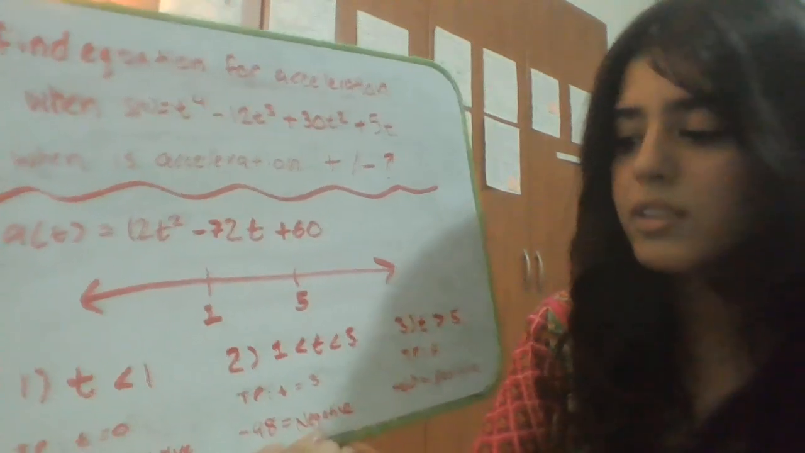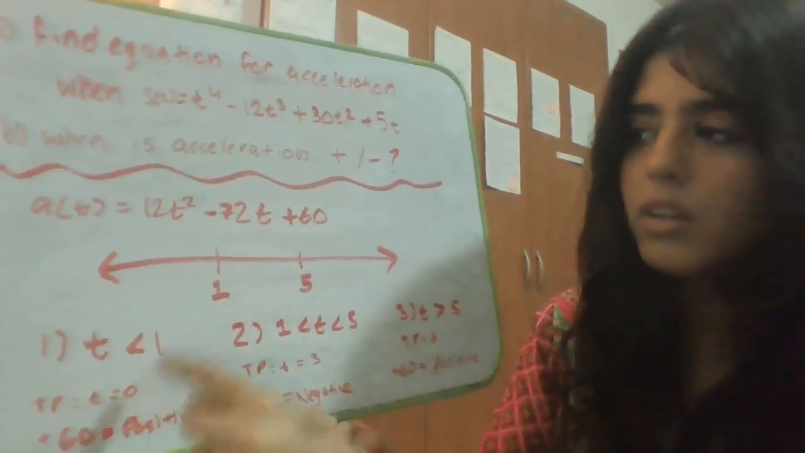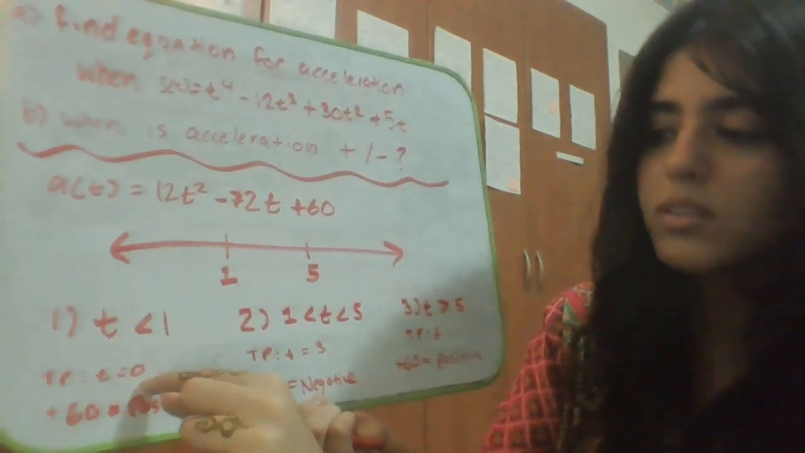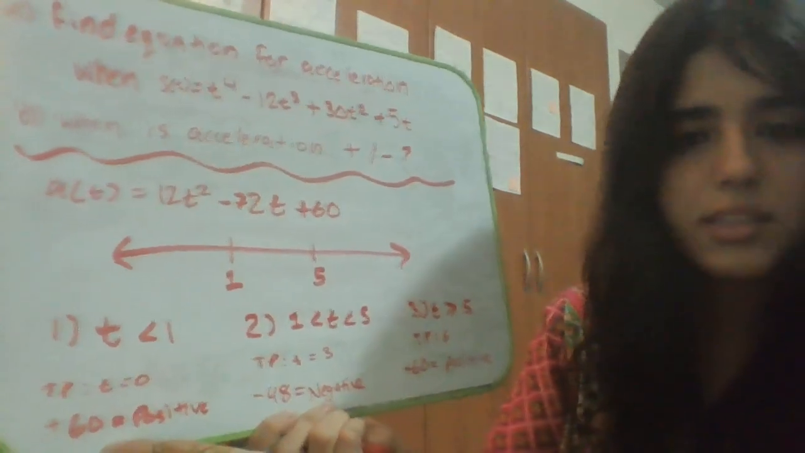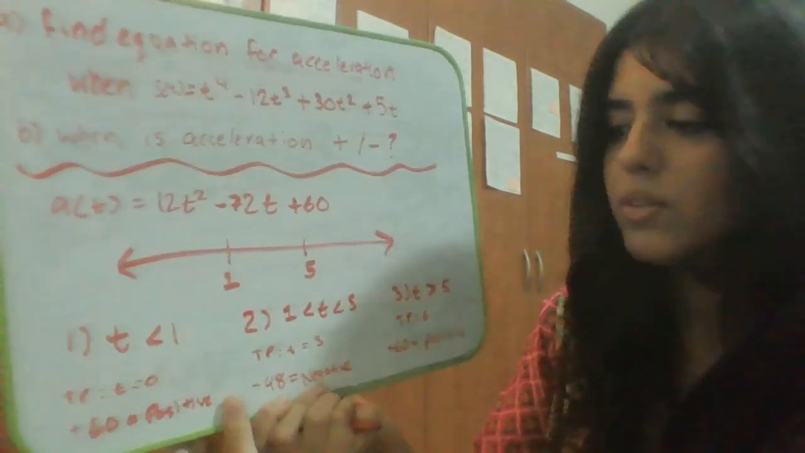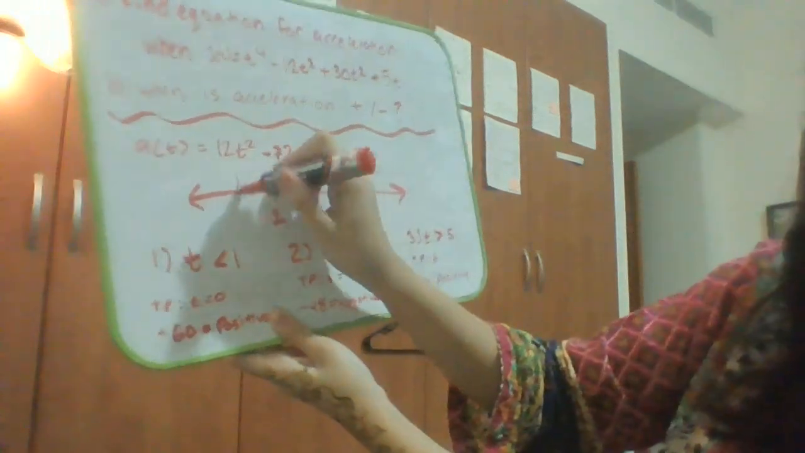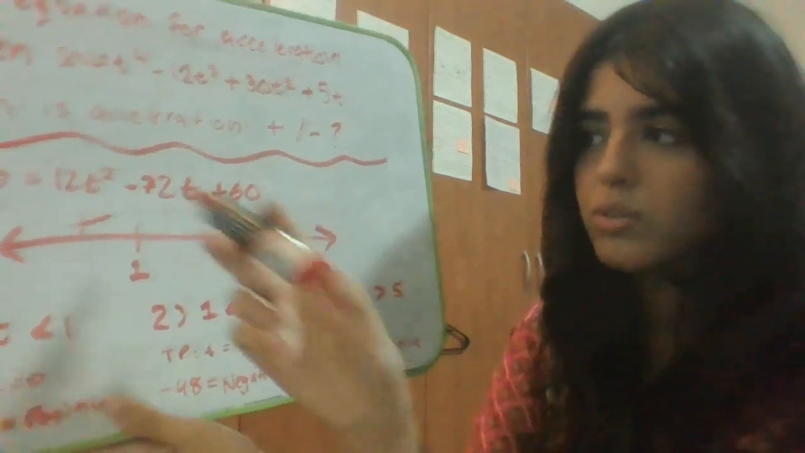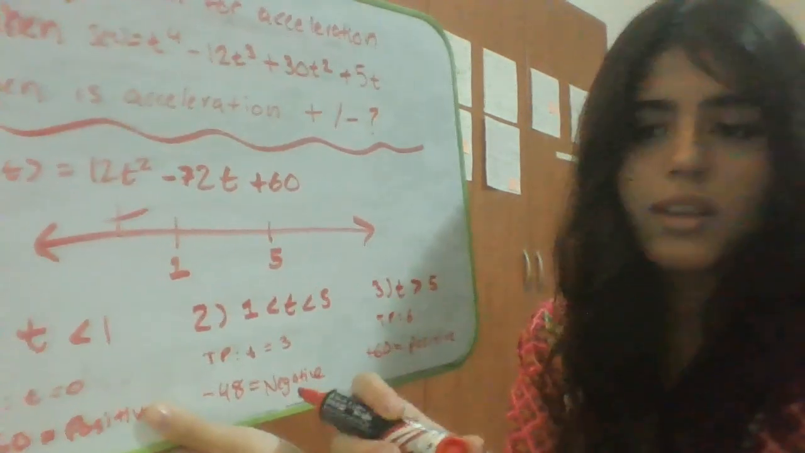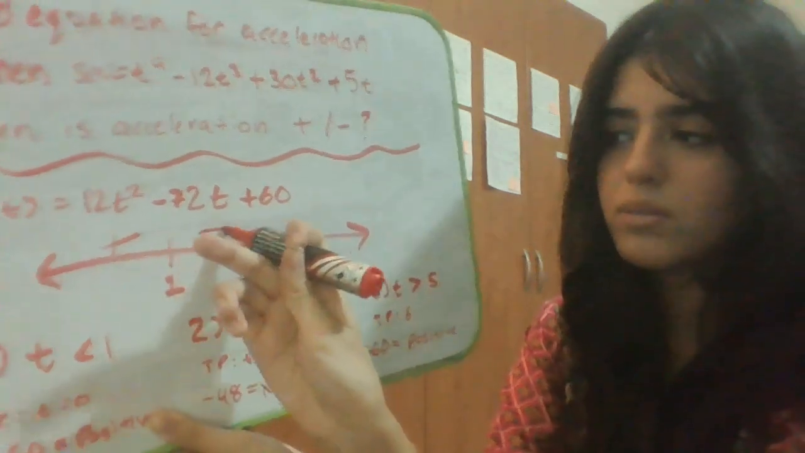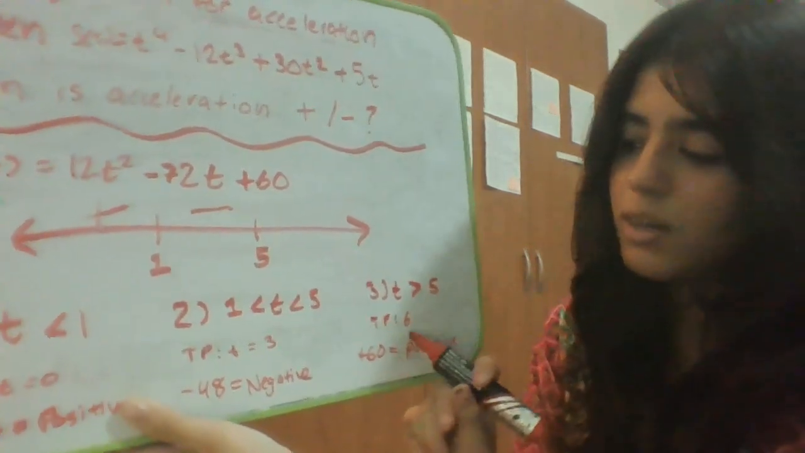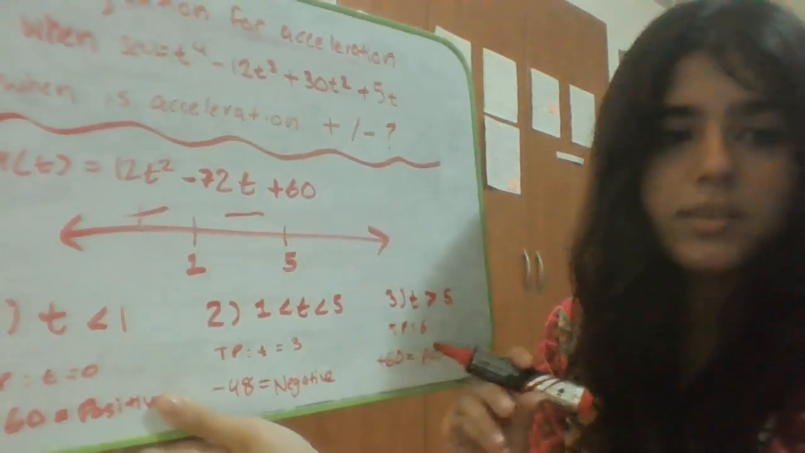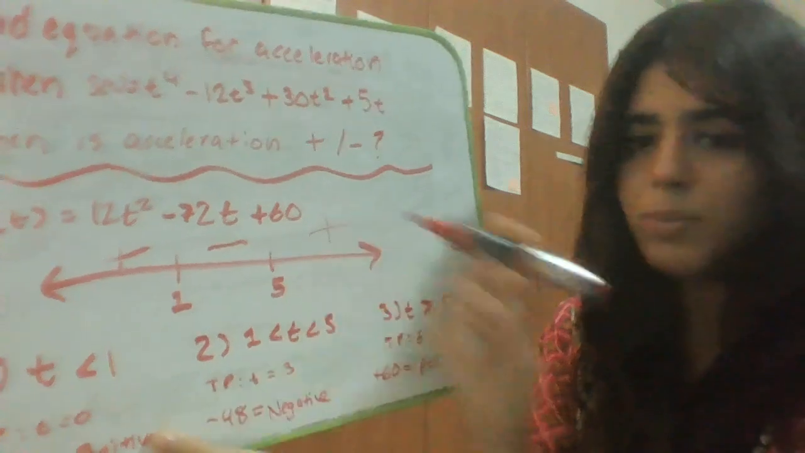This part is actually really simple. All you had to do is plug those values into wherever t is and get the final answer. When I plugged 0 into t, I got positive 60. That means the first interval is positive, which I'll write out. Now I plugged in t equals 3, and I got negative 48. That means the middle interval is negative. I did that with 6 also, plugged it into wherever I find t, and I got positive 60. That means the last interval is also positive.